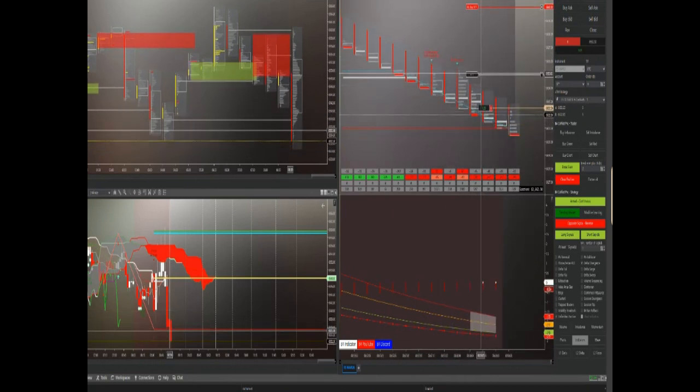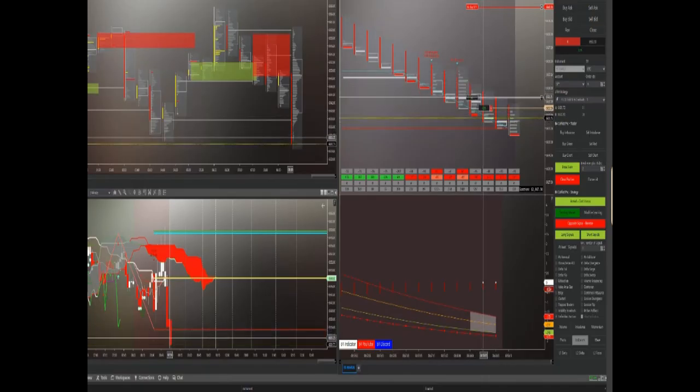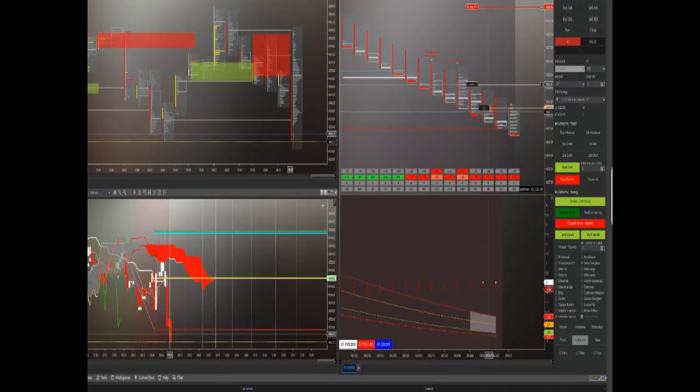I like that we had paused there for a while and we're pushing, so I'm okay with this position.